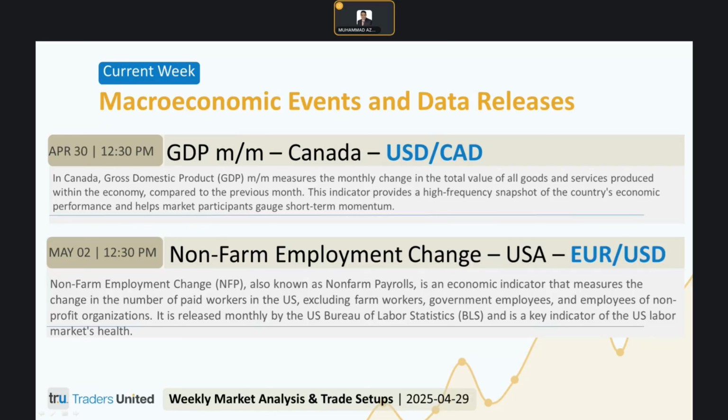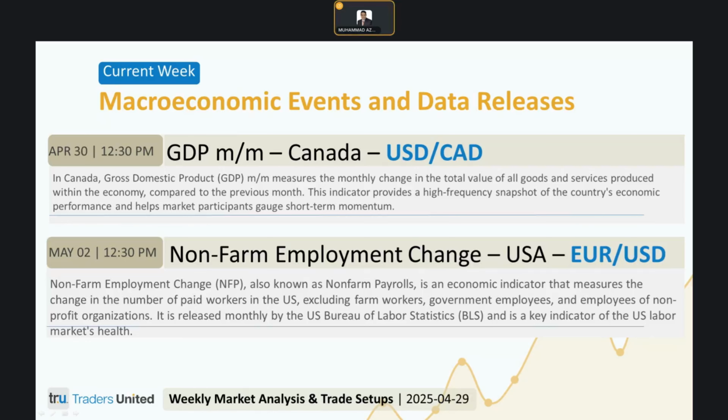And if the NFP number comes in lower than 129K, which is the forecast, this means a weaker figure could point to a labor market slowdown and increased expectations for Fed rate cuts, likely weighing on the dollar and lifting the Euro USD higher in response.